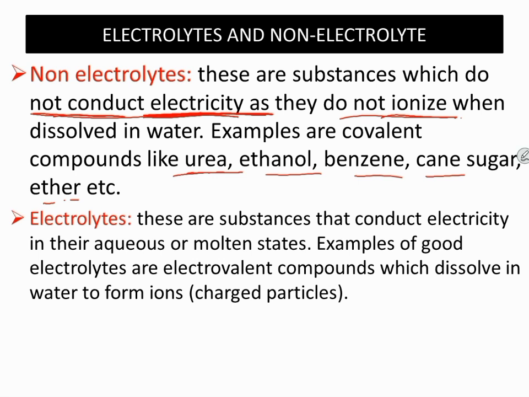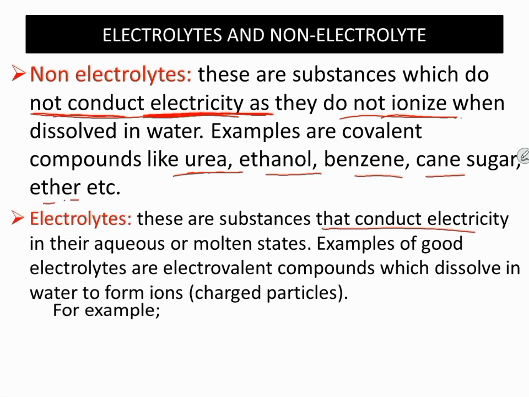Then electrolytes, what are those electrolytes that we talked about? Electrolytes are ones that will conduct electricity, because they can ionize in water, so we call them good conductors. Examples of those electrolytes: all acids, all bases, and of course salts that are soluble in water are also electrolytes.